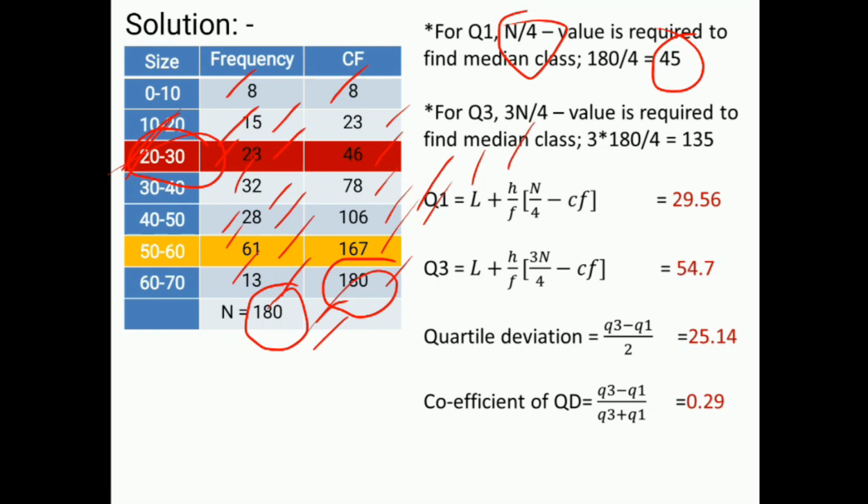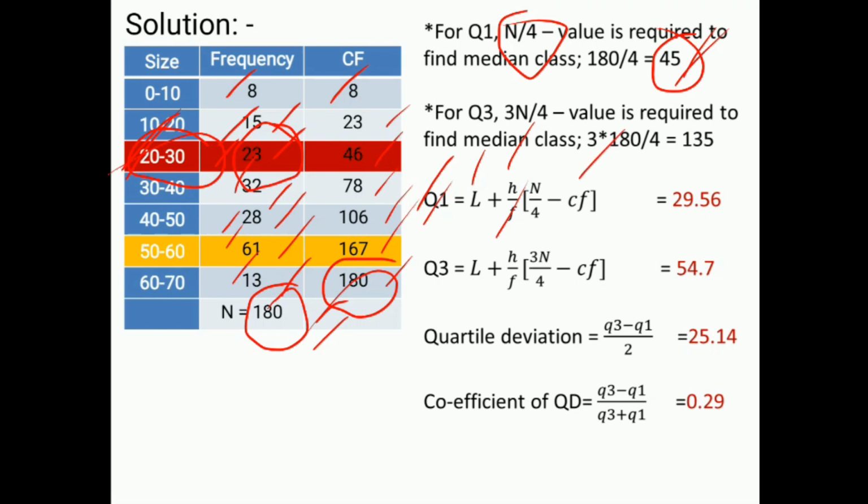h is done. f is the frequency value of the quartile class, which is 23. So the frequency value will be 23. N by 4 is already calculated, it is 45. Apply that 45 value. The last value is the cumulative frequency.